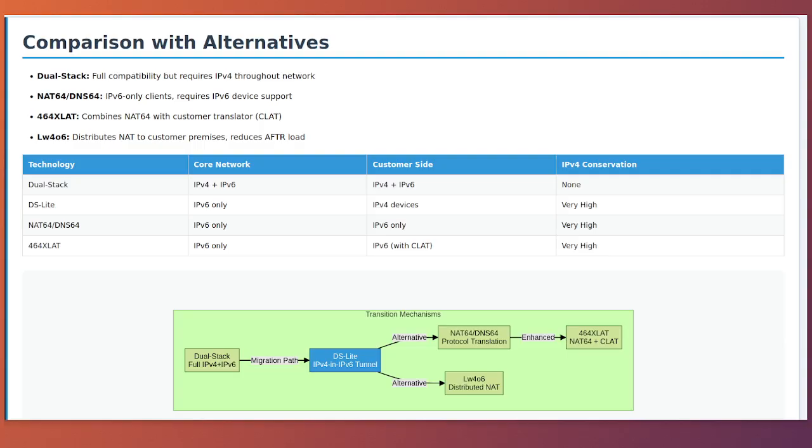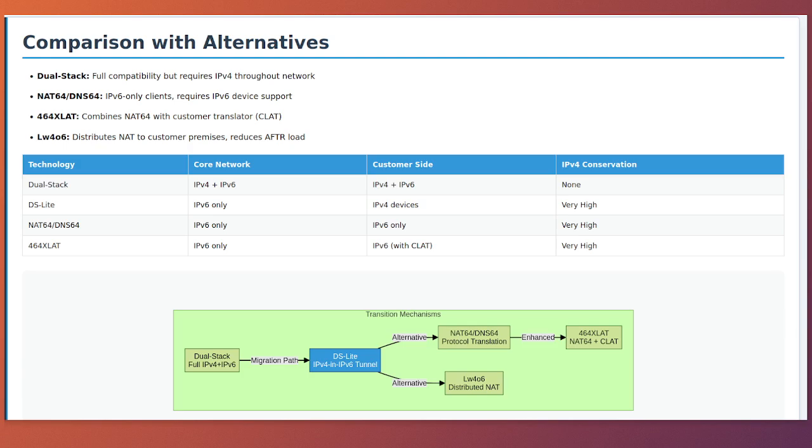The ISP must maintain two complete routing infrastructures in parallel. This doubles the management burden and equipment requirements. Dual stack works well for organizations with adequate IPv4 addresses, but it becomes impractical for large ISPs facing address exhaustion.